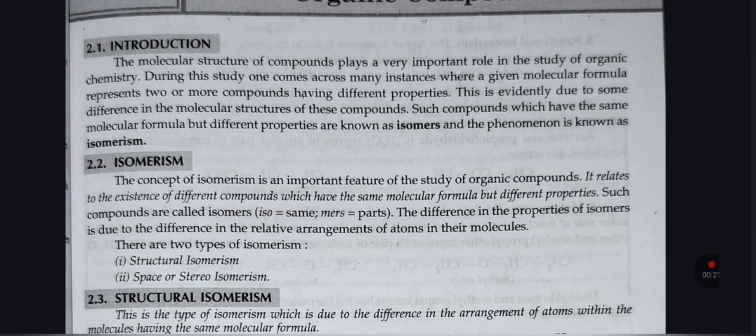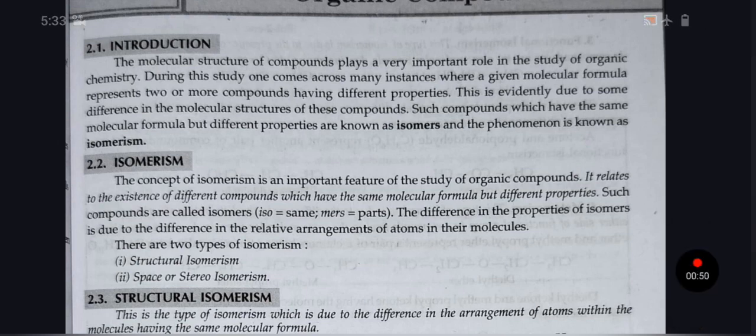During this study, one comes across many instances where a given molecular formula represents two or more compounds having different properties. This is evidently due to some differences in molecular structure of these compounds. Such structures which have the same molecular formula but different properties are known as isomers, and the phenomenon is known as isomerism.